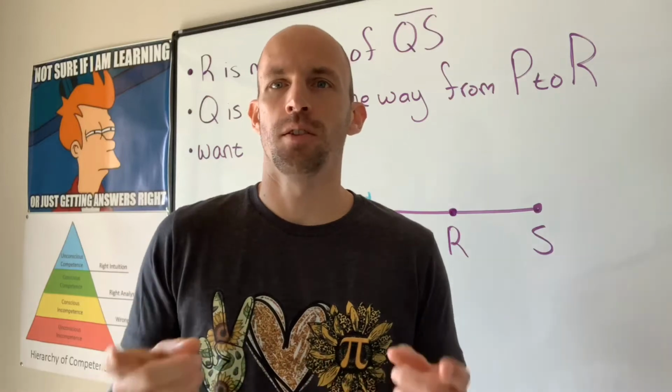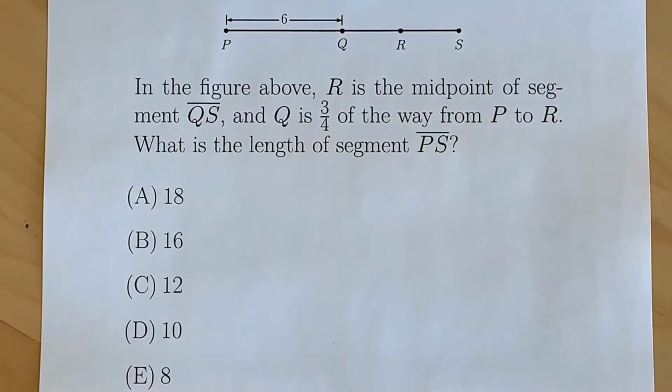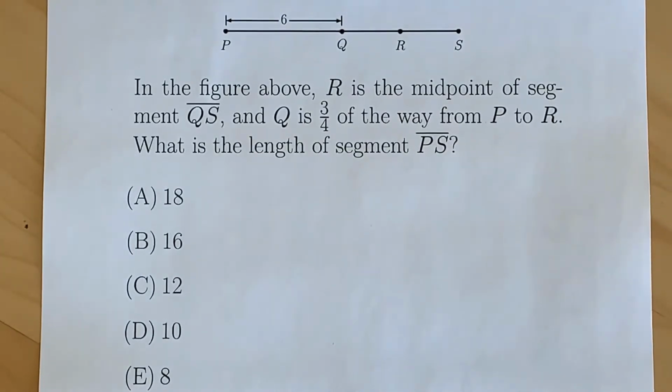Today's topic, geometry. This is a very typical geometry problem. In the figure above, R is the midpoint of segment QS, and Q is 3/4 of the way from P to R. What is the length of segment PS?